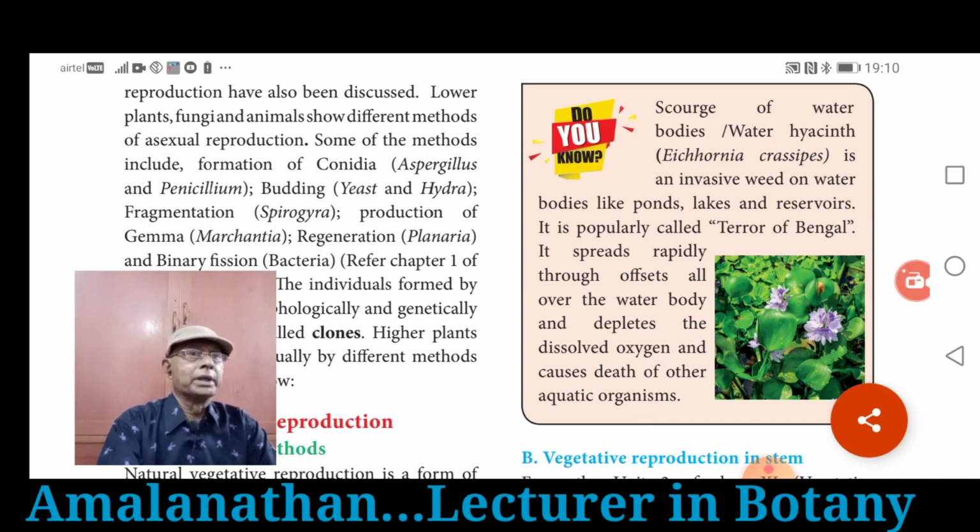Diaspore. There are some reproductive propagules produced during vegetative reproduction. Those reproductive structures are called propagules. The vegetative structures used for propagation are called reproductive propagules or diaspores. So that is about vegetative reproduction in higher plants.